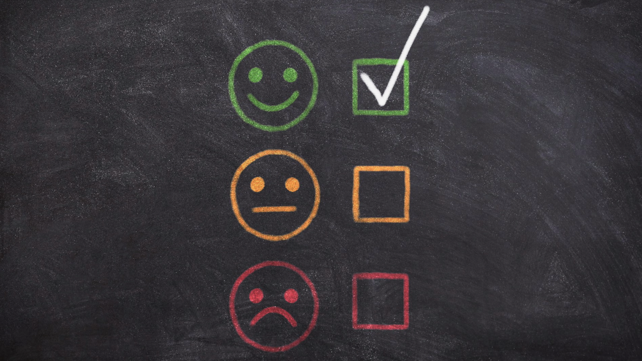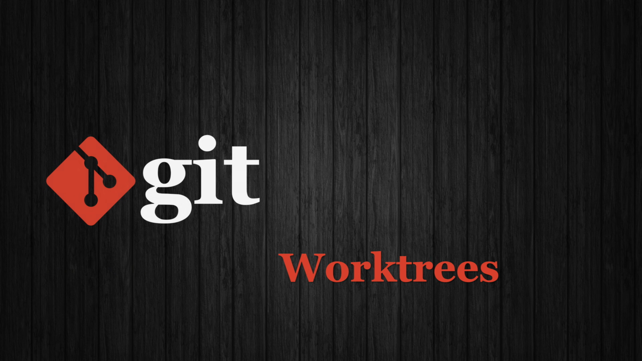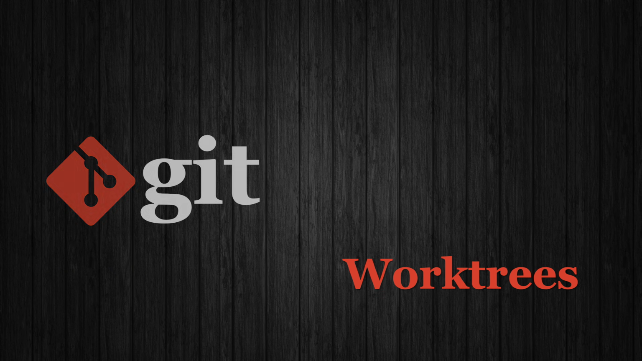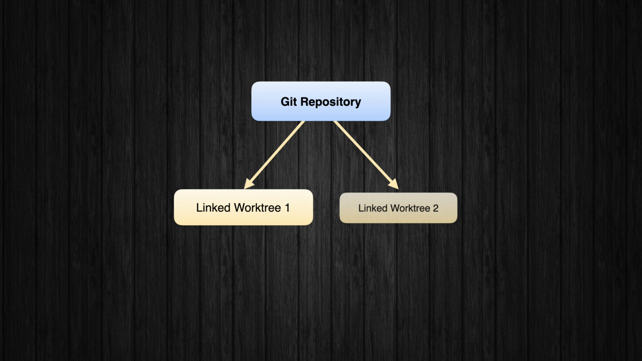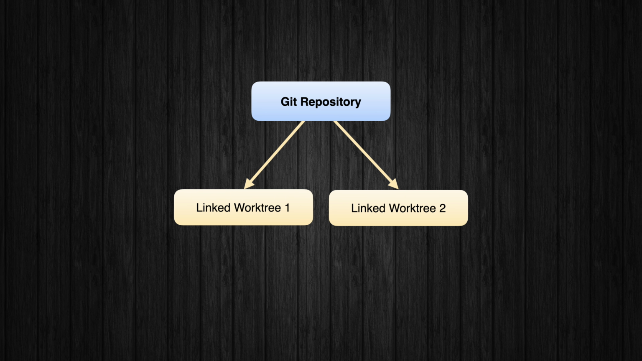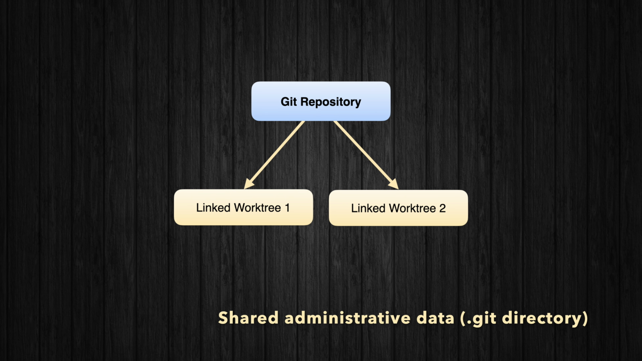There is a more efficient and elegant solution: Git Worktrees. Worktrees allow you to check out different branches simultaneously from one single repository into their own worktree directories, sharing the same underlying administrative data.